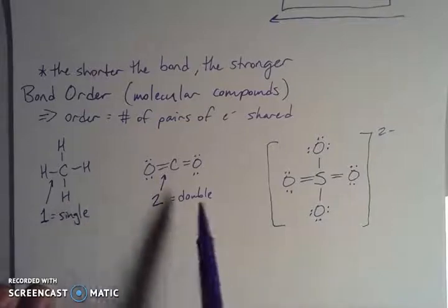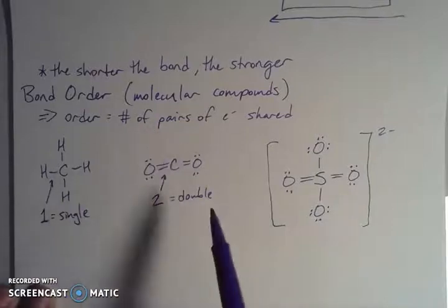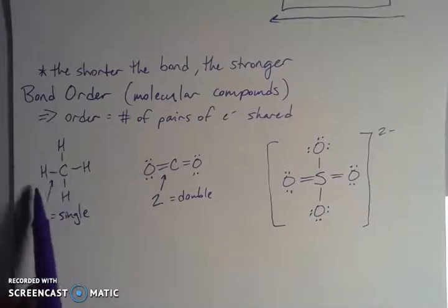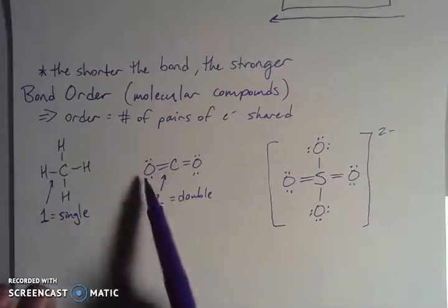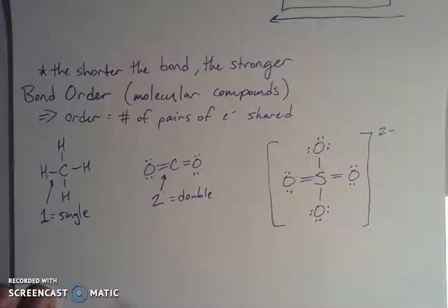Now usually we think about these in whole numbers because we're talking about the number of pairs of electrons that were shared. So 1 shared pair of electrons is bond order of 1, 2 shared pairs of electrons, bond order of 2.